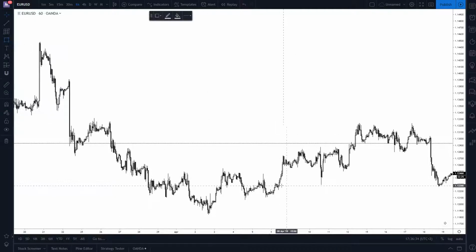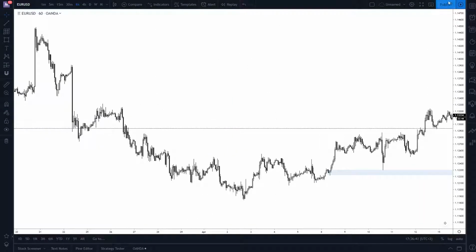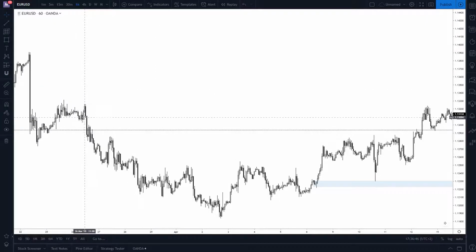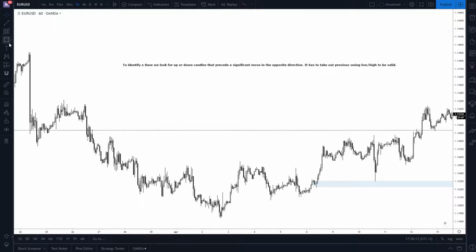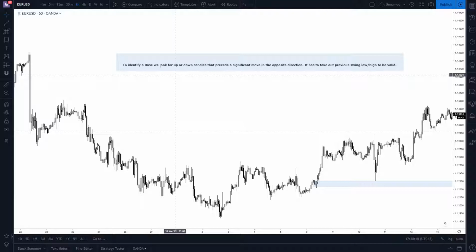So what I do, and what has been working for me, to identify the supply zone, we use the last up move, the move higher before the sell-off. Let me write this down for you. Here is your definition of how you will identify this level. To identify a base, we look for up or down candles that precede a significant move in the opposite direction. It has to take out a previous swing low or swing high to be valid.